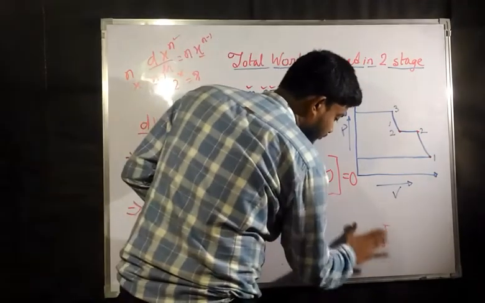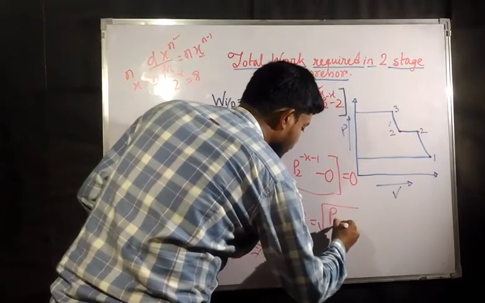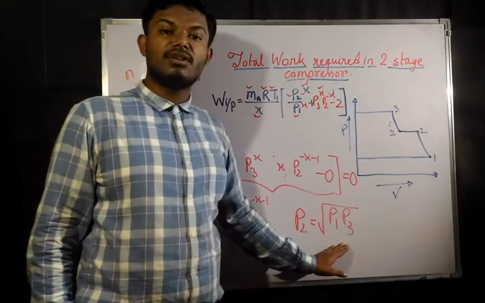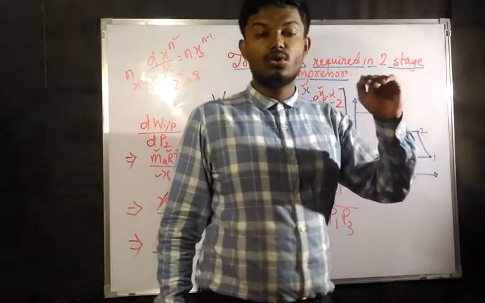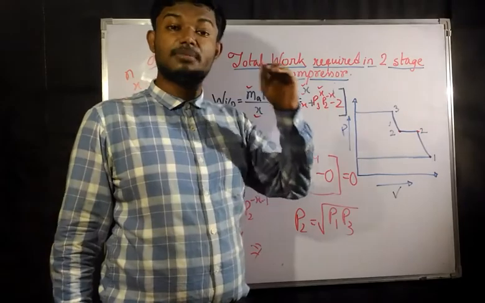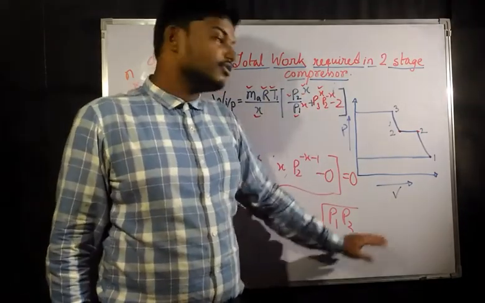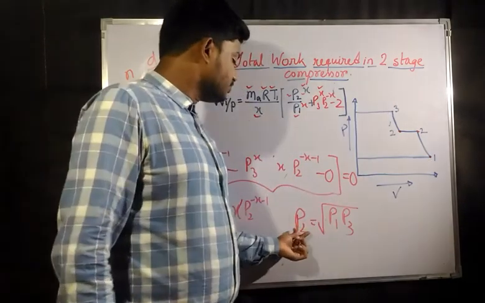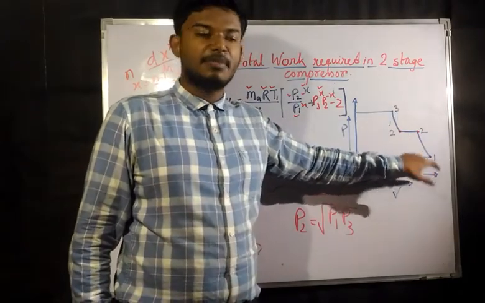That means you need to find p2. The final condition that we have got is that p2 is root over p1 into p3. That means whatever pressure must be achieved by the first compressor must be the geometric mean of the initial pressure and the final pressure. That means p2 must be the geometric mean of the initial pressure and the final pressure.